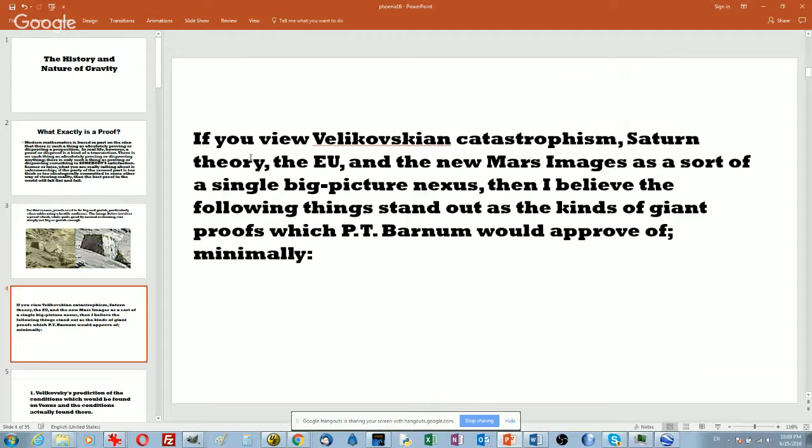If you view Velikovskian catastrophism, the EU, Saturn theory, and all the things which travel in that nexus as one kind of a thing, then the kinds of giant proofs that you would want, the kinds of giant proofs that P.T. Barnum would approve of, include, to my way of thinking, five or six things. I'm going to list them.